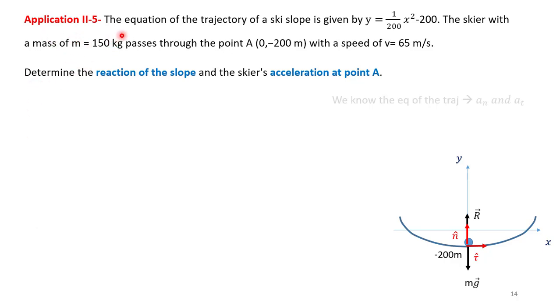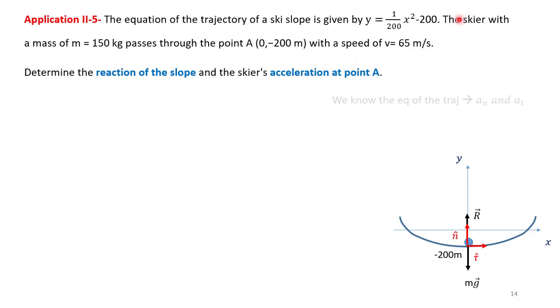The equation of the trajectory of a ski slope is given by y equal 1 over 200 x squared minus 200. The skier with a mass of m equal 150 kilograms passes through the point A that has as coordinates 0, minus 200 meters with a speed of v equals 65 meters per second.